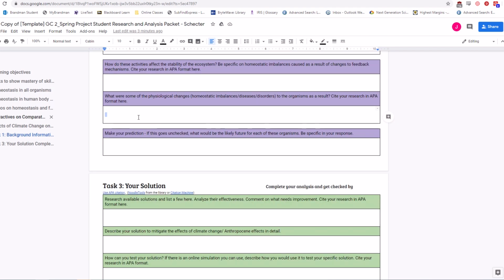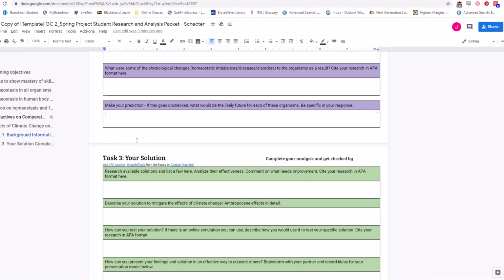What are some physiological changes as a result of human impact? Another example would be there's a type of frog that, because of pollutants in the water, has begun growing extra legs. And finally, make a prediction. What will happen to your ecosystem and organisms if we don't do anything?